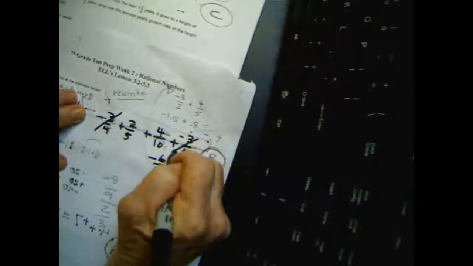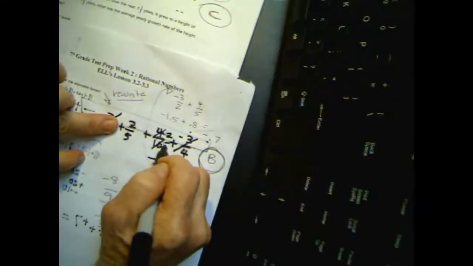So I can see that I have negative 3/4 here, negative 3/4 here. So let's combine this to negative 6/4. So I've gotten rid of this one, I've gotten rid of this one, and I'm left with 2/5 and 4/10. I notice if I reduce 4/10, it's actually the same thing as 2/5. So I have 2/5 plus 2/5 is 4/5.